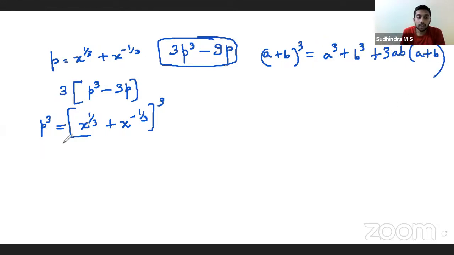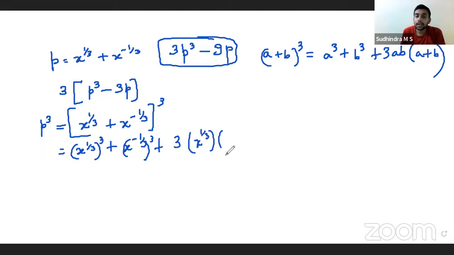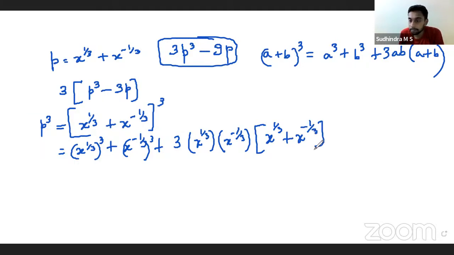Apply the same here. X to the power of 1/3 cube, x to the power of minus 1/3 cube, that is a cube plus b cube, plus 3 into x to the power of 1/3 into x to the power of minus 1/3, that is 3ab, into x to the power of 1/3 plus x to the power of minus 1/3, a plus b. Now, further simplifying this, x to the power of 1/3 cubed is x. This is x to the power of minus 1. Again here, x to the power of 1/3 into x to the power of minus 1/3 is x to the power of 1/3 plus minus 1/3, which is x to the power of 0, which is 1.